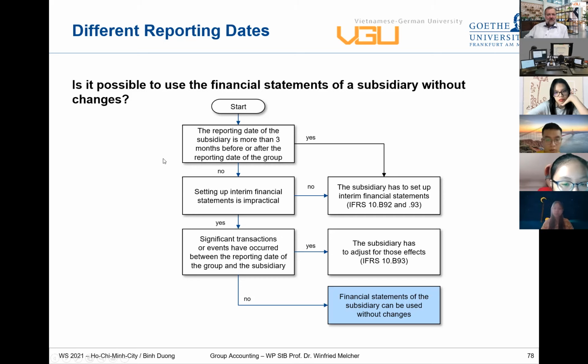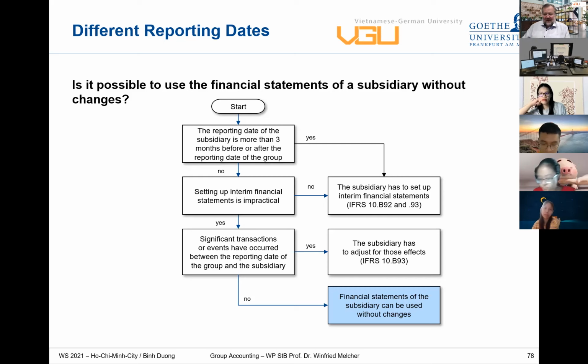So the question could be easier. Can you use financial statements that were set up on a different date than the group year end? Well, the answer is yes. You can use the financial statements without changes when there are no material transactions in that 6 month window. But if it is possible to set up interim financial statements on the year end of the group, then the subsidiary has to do that.